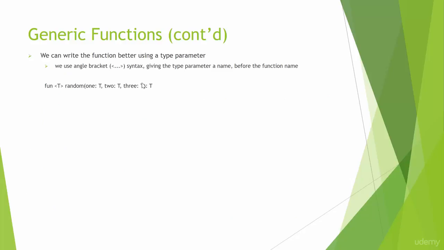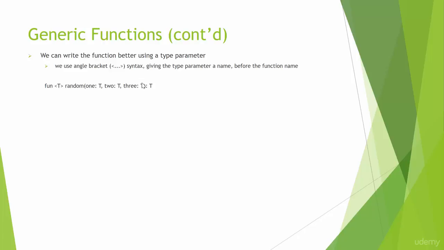You can write the function better using a type parameter. Use the angle bracket syntax. Inside the angle brackets, specify the type, and then before the function name you want to put that. So here we have a function. We know it's a function because of the fun keyword. We have the angle brackets. Here we have T, it's returning a type.